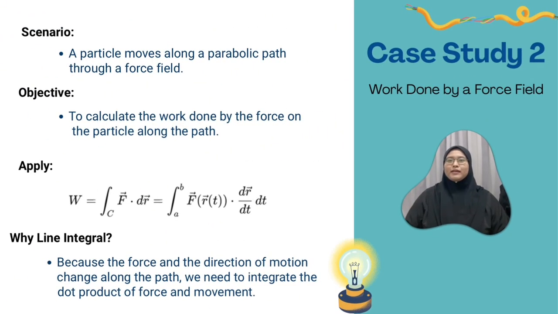Now let's look at case study 2, which is about calculating the work done by a force field. In this scenario, a particle moves along a parabolic path through a force field. As the particle moves, the force acting on it and the direction of motion are both changing. Our objective here is to find the total work done by the force on the particle along its path. We apply this formula. This is called a line integral of a vector field.